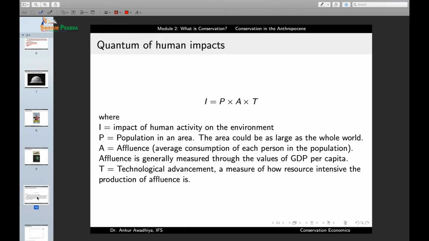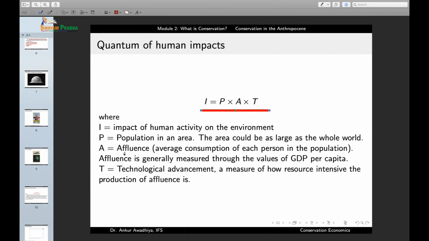And we started talking about how do we quantify the impacts that humans are having on the environment. And we came up with this formula. I is equal to P into A into T. I here is the impact of human activity on the environment. P is the population in the area, and this area could be as large as the whole world. So what this formula is saying is that if the population increases, the impact of humans also increases. So I is directly proportional to P.